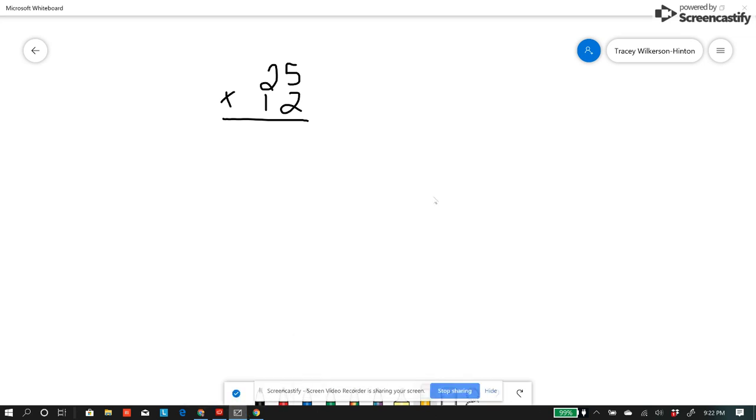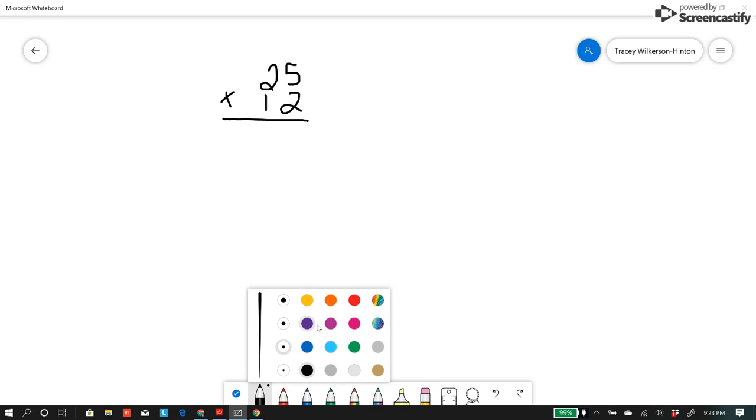Multiplication using the area model. First, you would need to recognize the factors as the value that they hold. And then we will draw a box. Let's change my pen color.